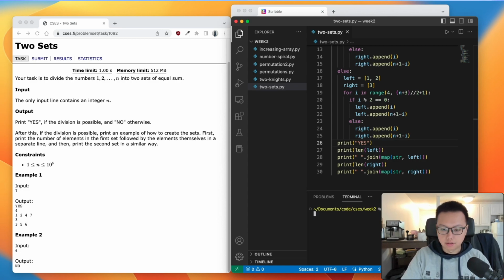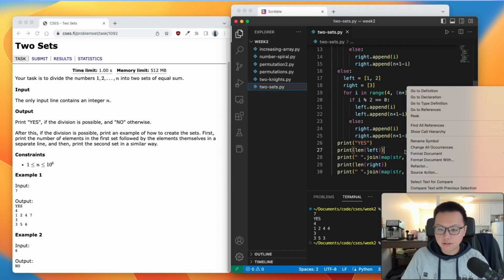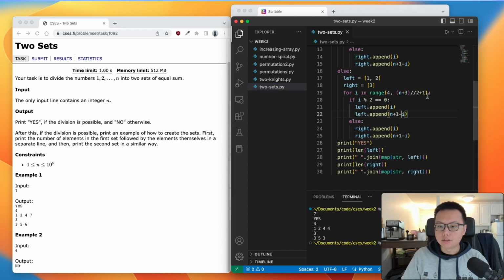If we input 7, it gives us 1, 2, 4, and a 4. Why? Oh, sorry. It now adds up to 7, right? So it should be n plus 4 minus i.